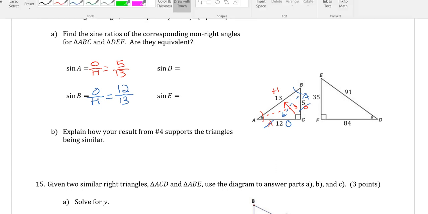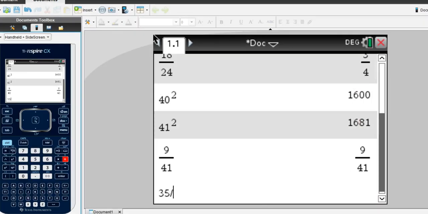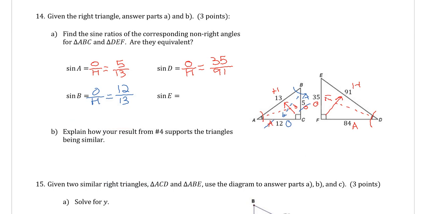Okay. Now, looking at my other triangle, I'm going to start with sine of D. Okay. So, I have the hypotenuse, the opposite side, and the adjacent side. Okay. So, sine of D is opposite over hypotenuse, which is 35 over 91. I'm going to type this in my calculator, see if it reduces. And it does, to 5 over 13.